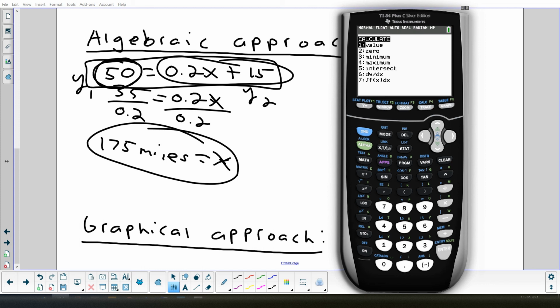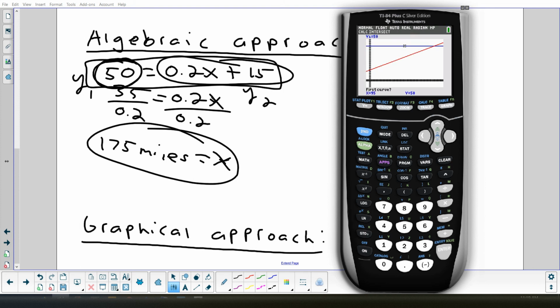It's intersect. We'll use 2, 3, 4, and 5 this year. We will never use 6 or 7. That's derivatives and integrals for calculus. Value is kind of pointless. I mean, we could, but we usually don't. So we'll be using 2, 3, 4, and 5.